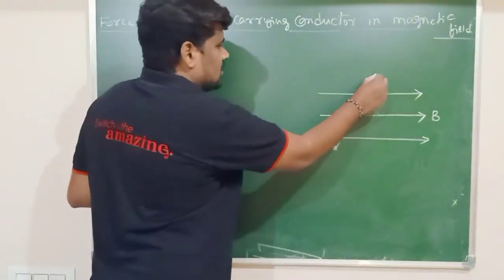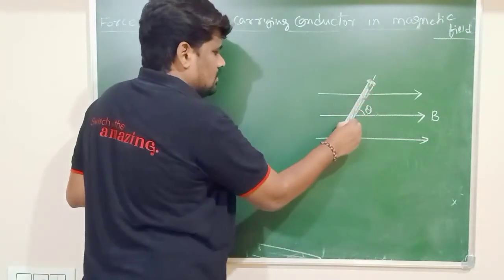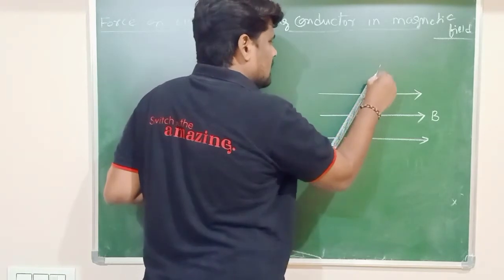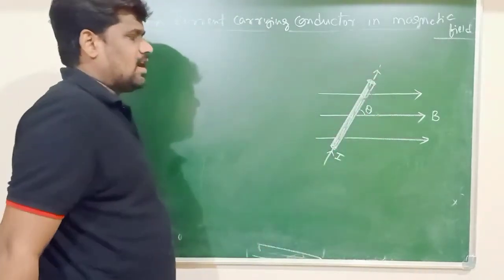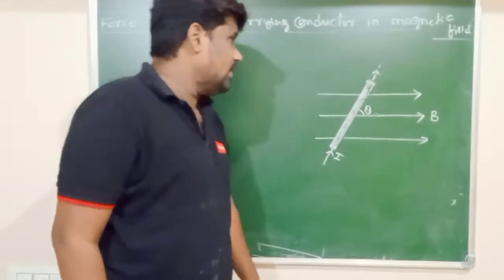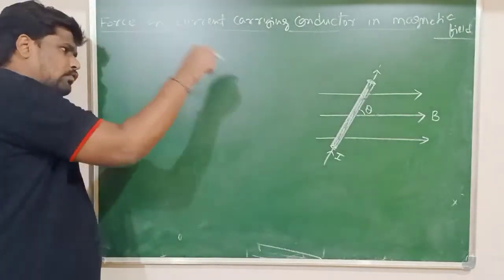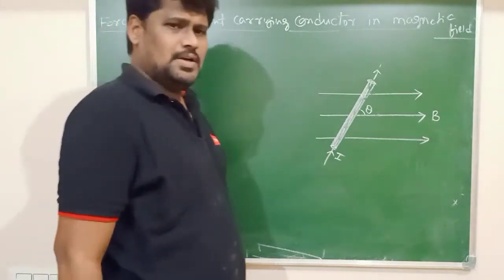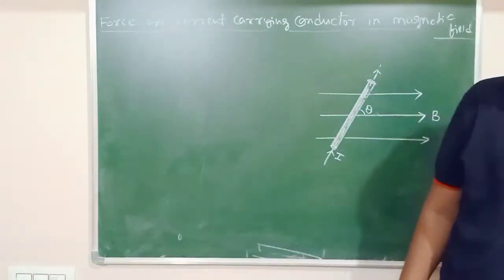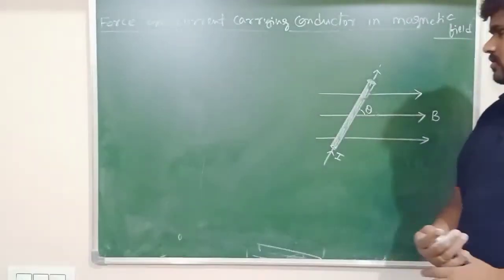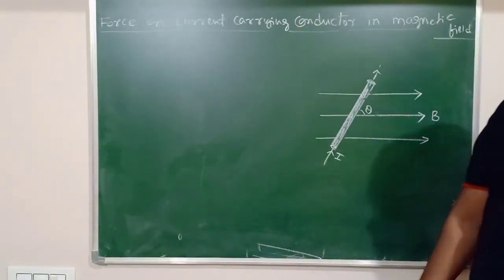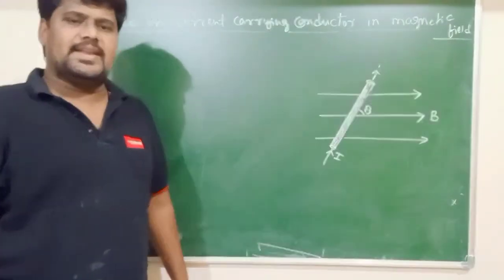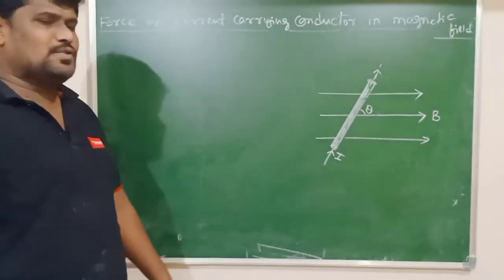In this conductor, of course, the current is flowing. Let I be the current which is flowing through the conductor. This current carrying conductor is placed in the magnetic field. As per our discussion, the force is acting on this conductor. We are deriving an expression for the force. My next question is, what makes this conductor experience a force? What is the reason for the force to act? Why does the force act on this conductor, tell me?